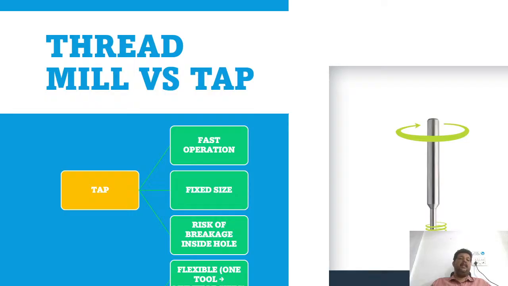But in thread milling, it may be comparatively slower, but it is smarter and safer. And the single tool we can use for multiple thread holes. And in modern CNC machining, this method is becoming more and more common.